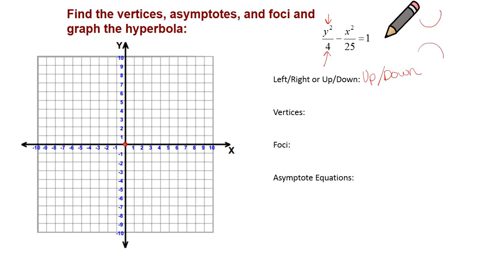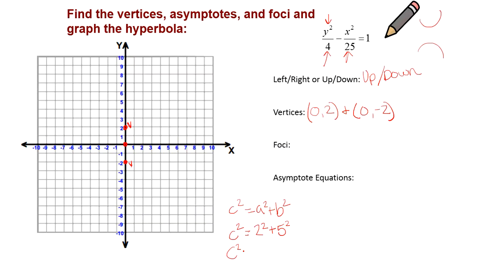So I'm going to go up and down. I'm going to go up 2, put my vertex, and put a little v by it. And I'm going to go down 2 and put a little v by it. So my two vertices are at 0, 2 and 0, negative 2. My foci, remember, we've got c squared equals a squared plus b squared. So my c, we do not know c, but we do know a. A is 2, right? And then b is this number, square rooted, so that'd be 5.